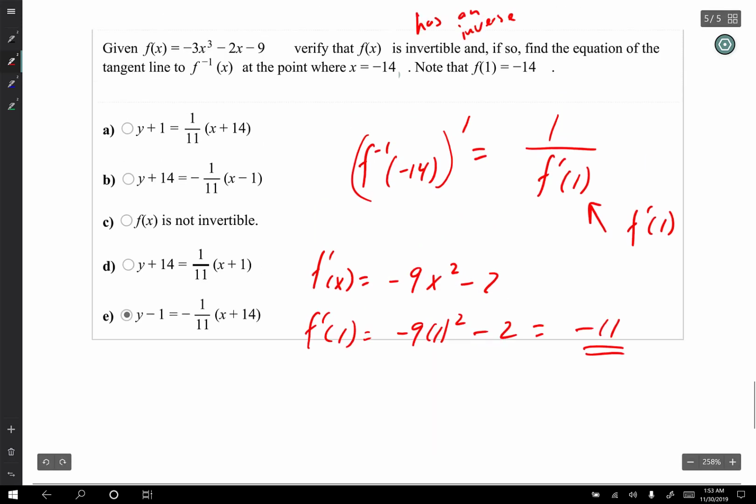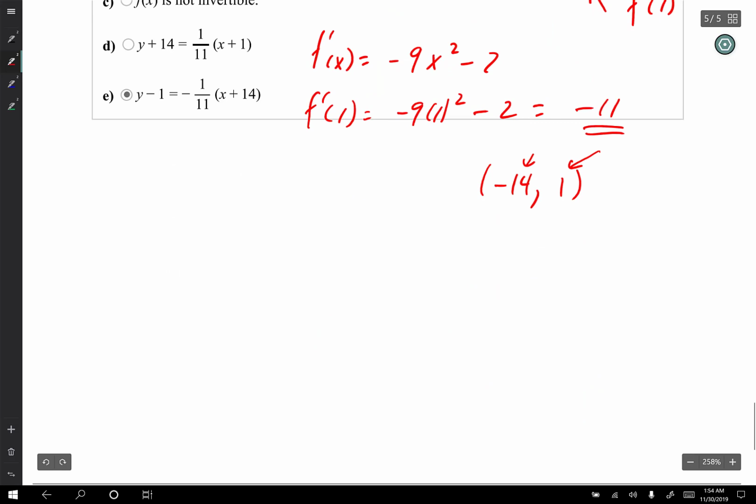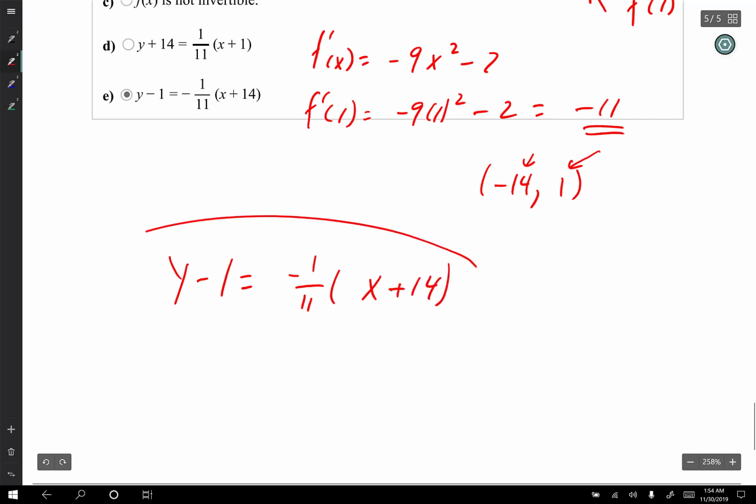So here we go. My point is negative 14 comma 1. This is my x on the inverse, and this is my y on the inverse. So I'm going to write y minus 1 equals negative 1 over 11, (x minus a negative 14), so plus 14. And now I look for that.